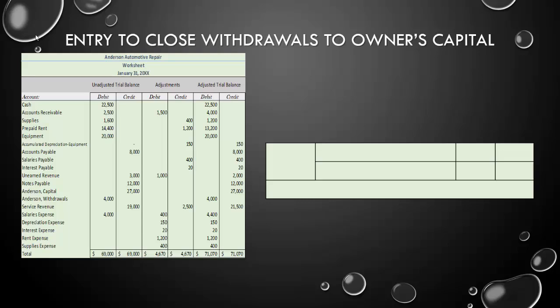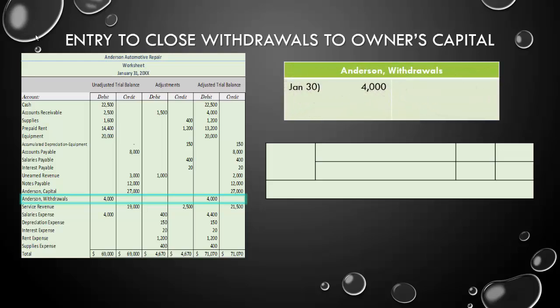Now that we're through the first three journal entries, we only have the last one left, which is the entry to close withdrawals to owner's capital. Easy enough. We go and we look on our adjusted trial balance, and we see that our Anderson withdrawals account has an adjusted trial balance of $4,000. Therefore, its T account, let's say the owner, Mr. Anderson, just took it out once, is going to look a little something like this.